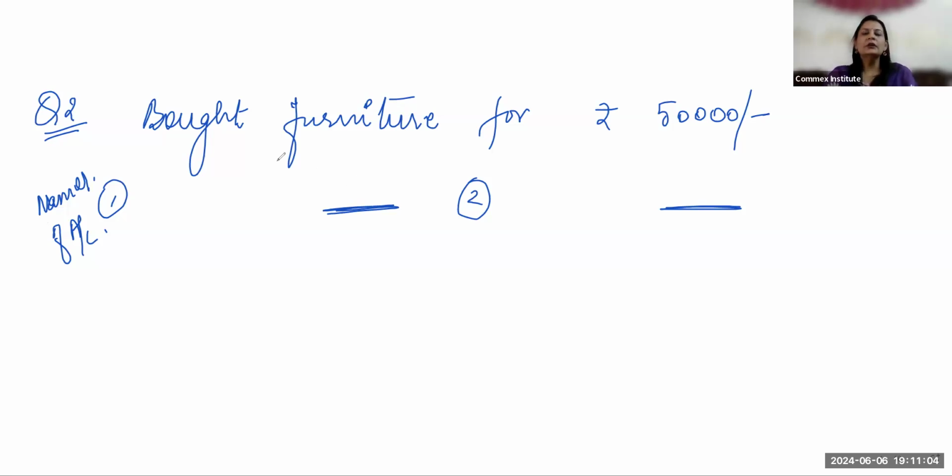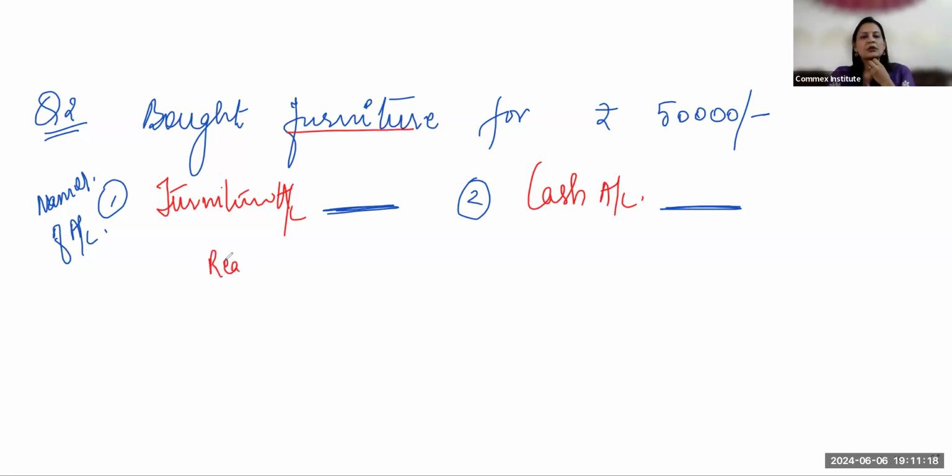Okay. So here the two accounts which we have to mention are furniture account and the cash account. Furniture account being a real account and cash account also being real account. So furniture is coming in and therefore it will be debited. Cash is going out, therefore it will be credited.